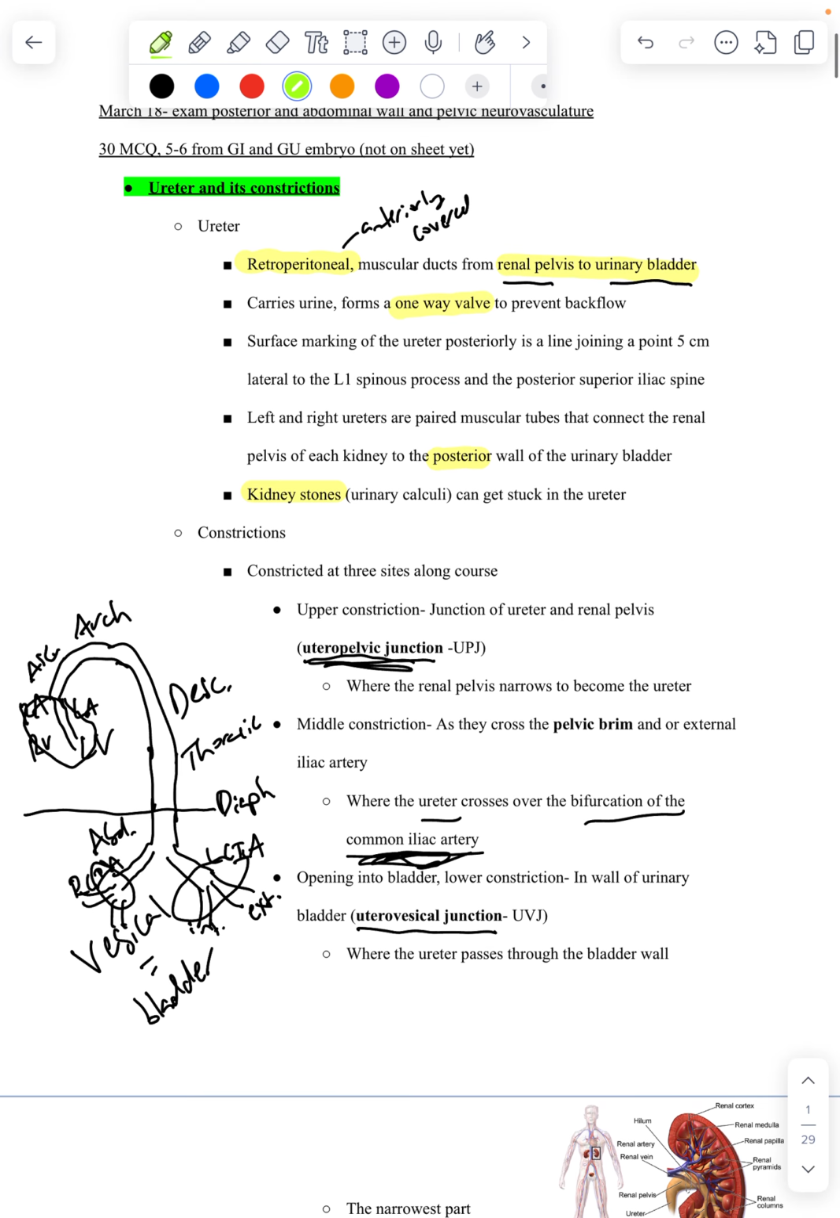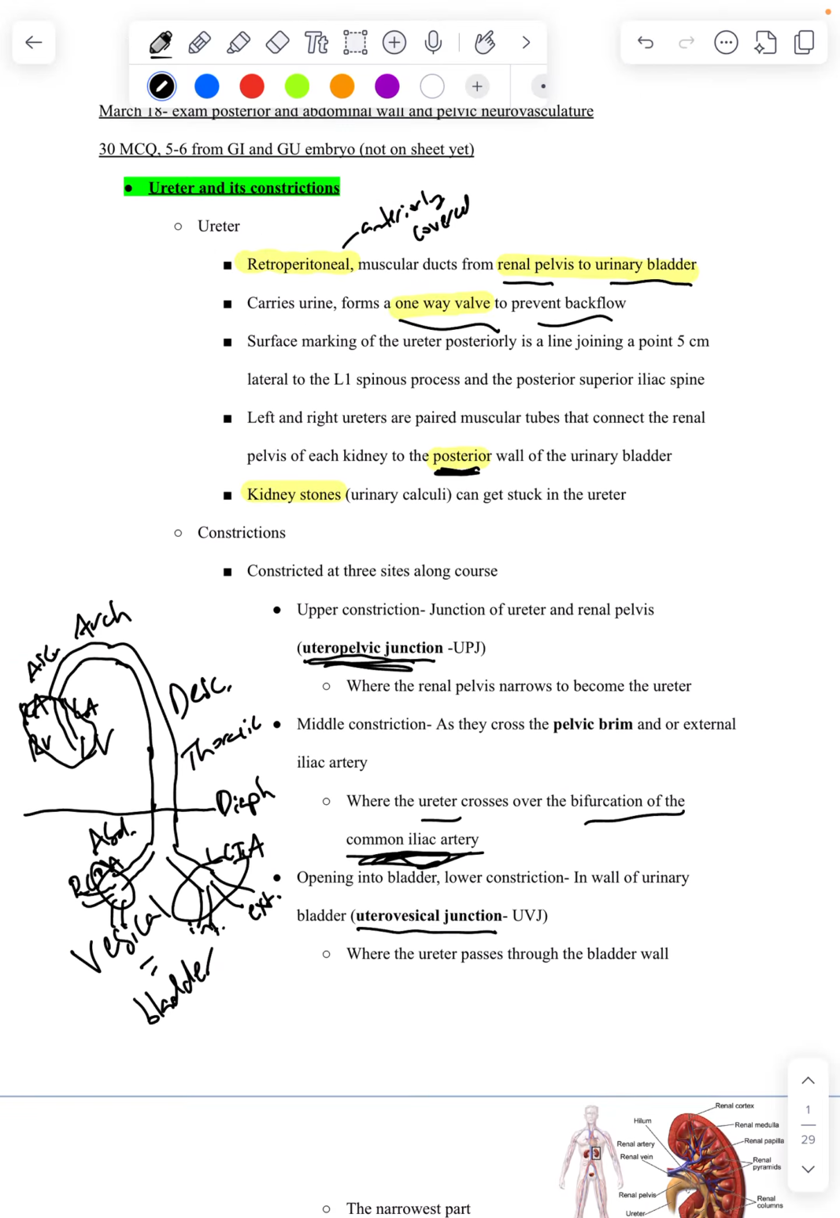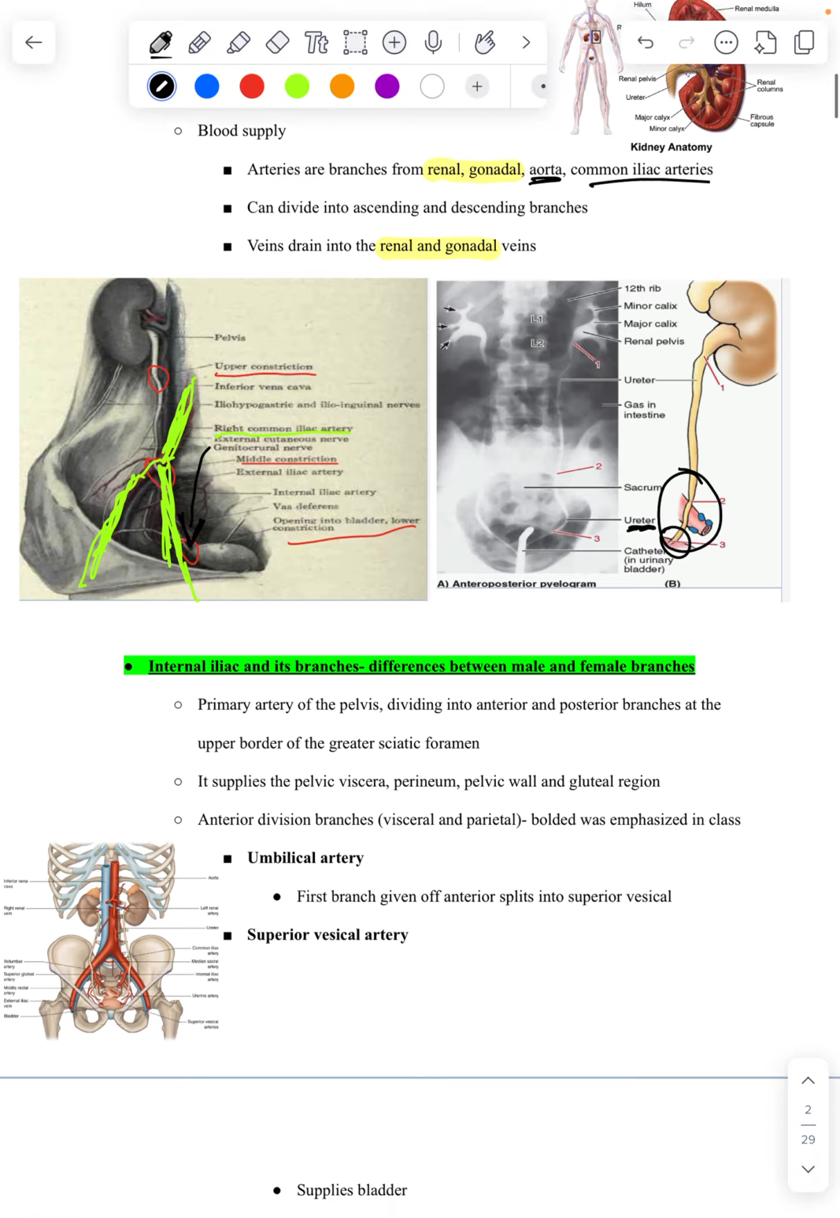The other thing about the ureter is it is a one-way valve, so it prevents backflow. And then it goes to the posterior wall of the urinary bladder. So that's where it attaches. I don't know if you can see it in here, but it's going to the back of the urinary bladder. And then kidney stones can get stuck in there, specifically at the constrictions.